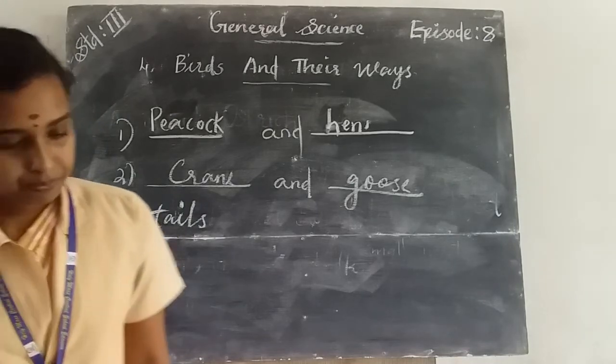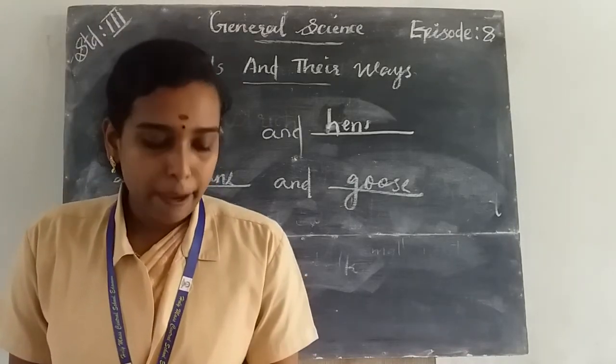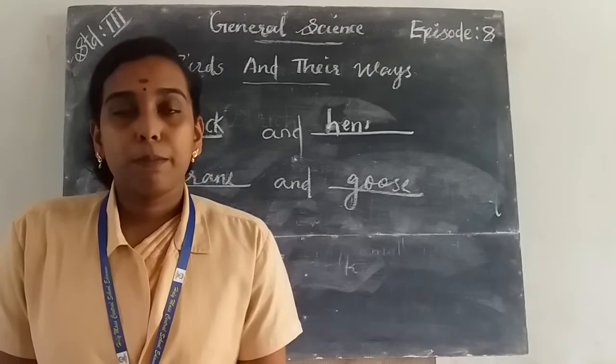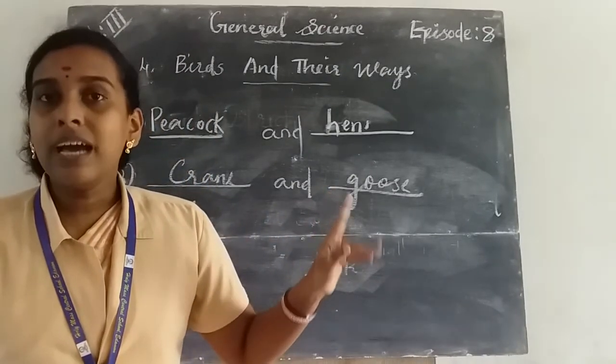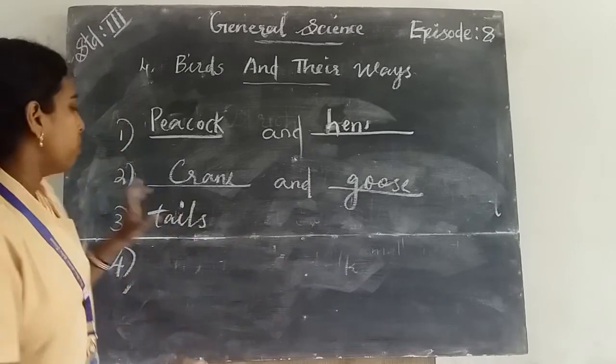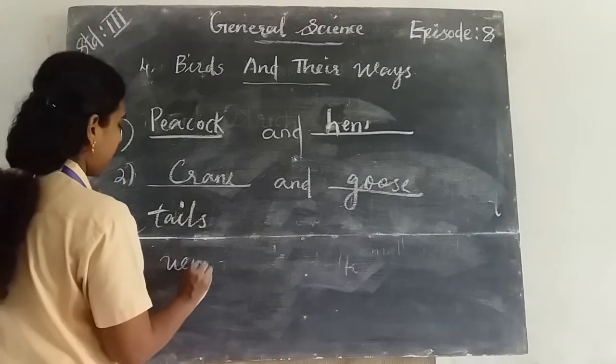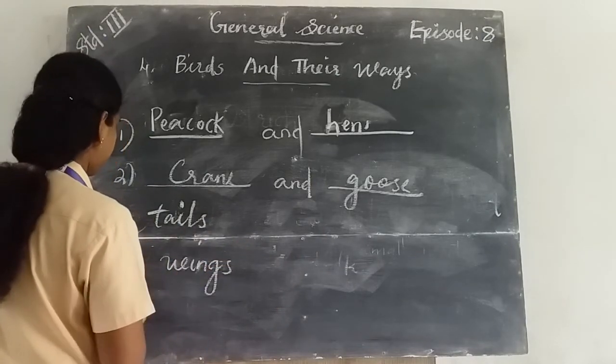Fourth question, birds fly by moving their dash. Birds fly by moving their wings. So answer, wings.